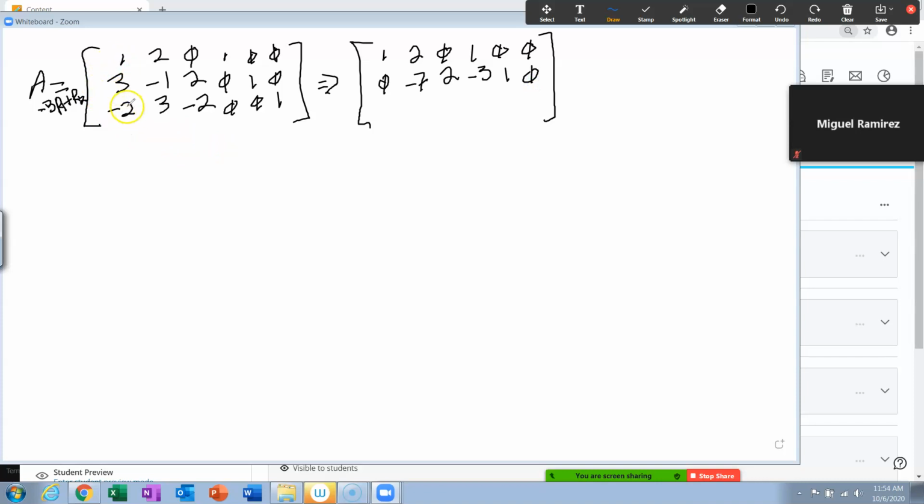Next we want this negative 2 to be a 1, or rather a 0. How do we make that happen? 2 times row 1 plus row 3. And that will make that to be a 0. So 2 times 1 is 2, minus 2 is 0. Sure enough, that did. 2 times 2 is 4, plus 3 is 7. Interesting. Okay. 2 times 0 is 0, plus a minus 2 is a minus 2. Oh, interesting again.